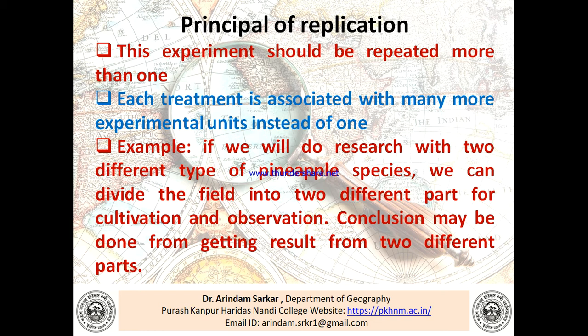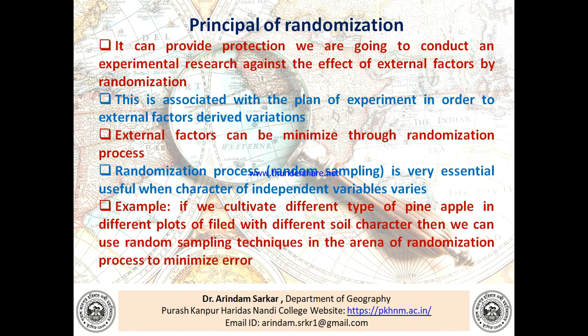For example, if we do research with two different types of pineapple species, we can divide the field into two different parts for cultivation and observation. A conclusion may be drawn from the results obtained from the two different parts. What is the principle of randomization? It provides protection, when you conduct experimental research, against the effect of external factors.